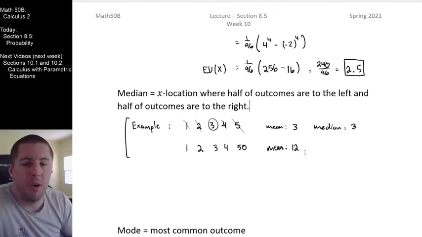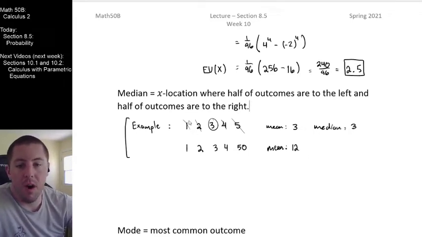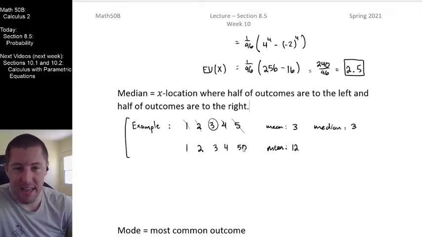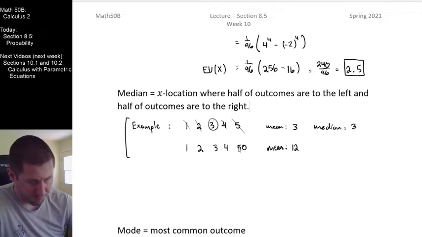And my question to you would be, do you feel like the number 3 is a good overall descriptor of this set of numbers? I would say the answer is yes. Do you feel like 12 is a good descriptor of this set of numbers? I have a really hard time saying yes to that. 12 isn't really close to any of the numbers here.